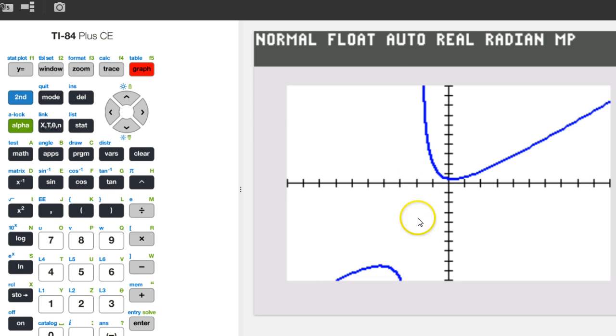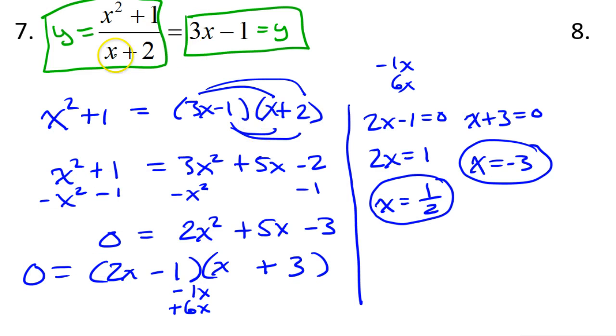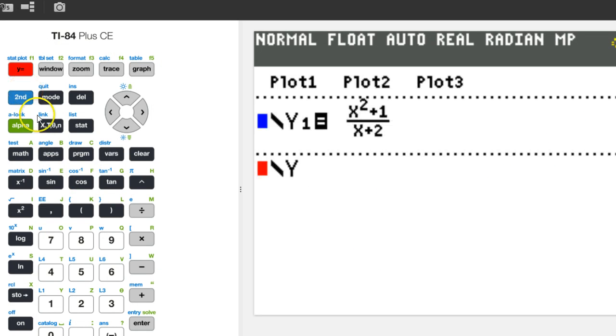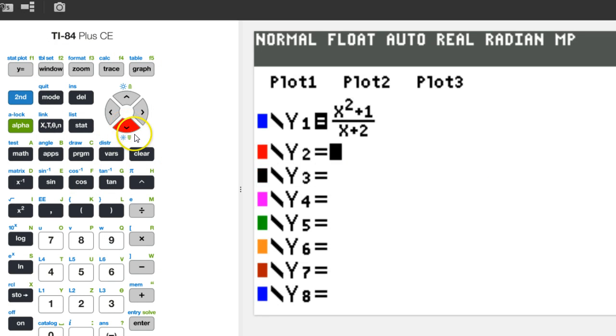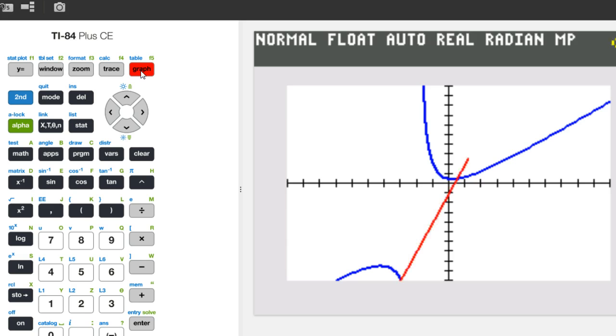Okay, so there's the first graph. Of course, there's an asymptote at -2 because that's where the excluded value is. Now, the other equation is y equals 3x minus 1. So I'll go to the second function and I'll put 3x minus 1. That should be a straight line, y equals mx plus b. So there is my straight line.